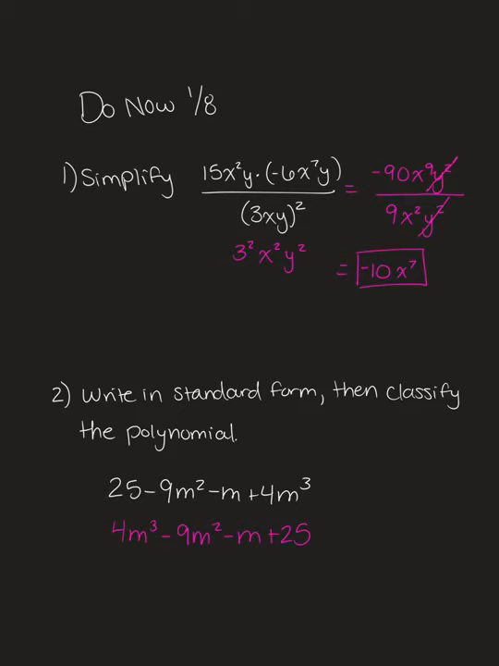And then we classify. So first by degree and then by number of terms. So the degree is 3, so it's a cubic. And there's 4 terms, so it's a polynomial. Okay, and that's your answer.